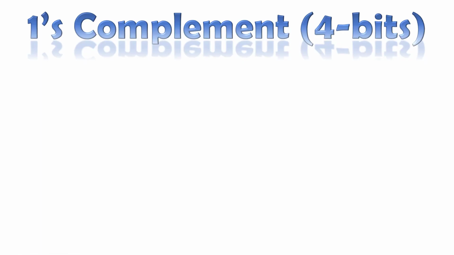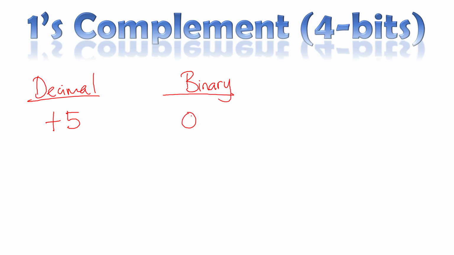First, let's take a look at the ones complement. To do this, let's take a decimal number. Let's take an example of positive 5. In the binary system, we will represent positive 5 as 0101. In the ones complement, if it's a positive number, there is no need to change anything and is equivalent to its binary number or binary word, which is 0101.